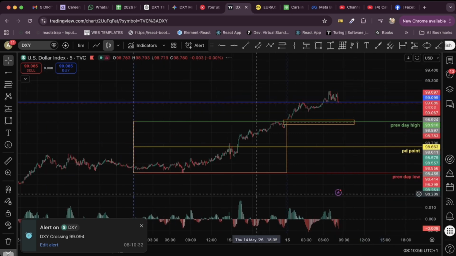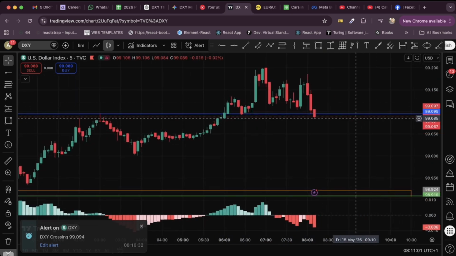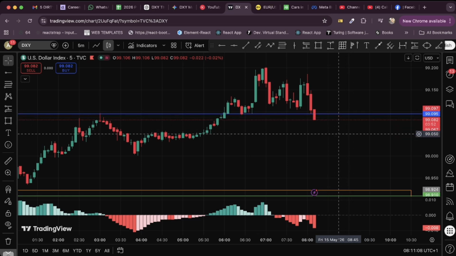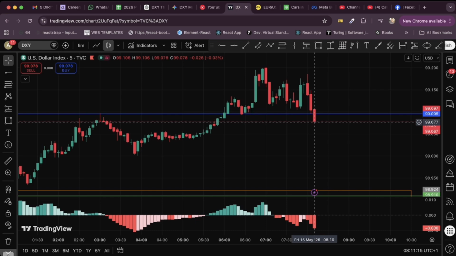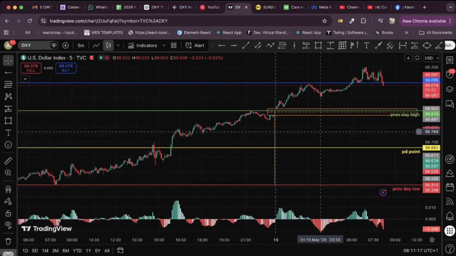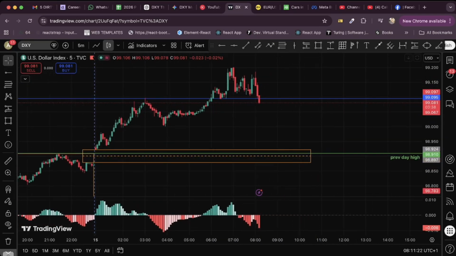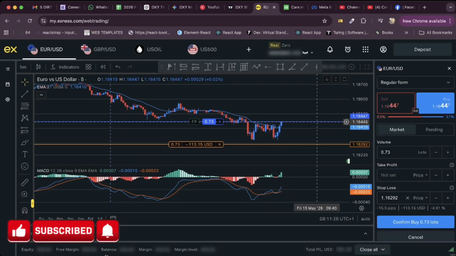Okay, so right now I can see a market structure change. All we need now is for price to break this blue line, which they have already done, and we need them to close below it. So once I see price closing below this blue line, remember what I tell you guys about currency correlation, then I'll be going straight to my broker and opening up a buy entry on Euro USD.